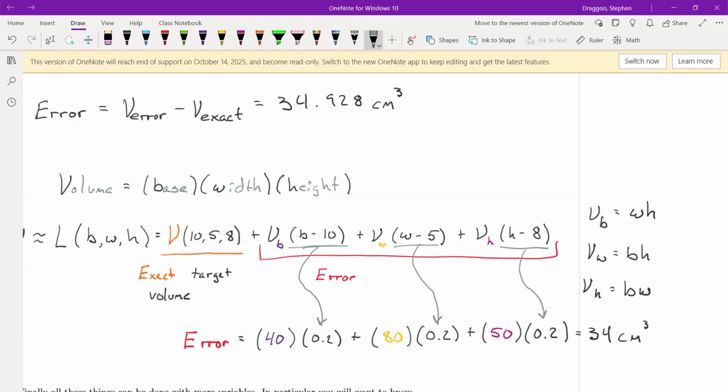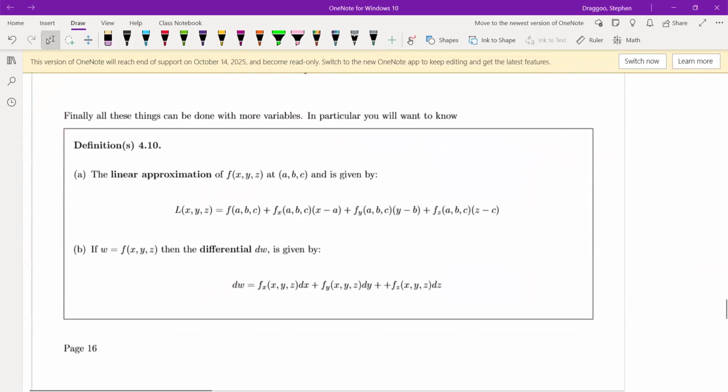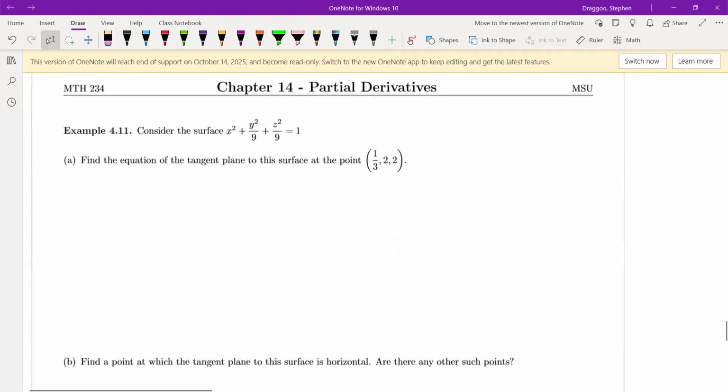Because it also helped that each of these measurements were independent. We might find some later functions where these measurements are not independent, and then that first method doesn't work quite as well. So let's go with the linearization method we just did. Cool, linear approximation of multivariable functions.